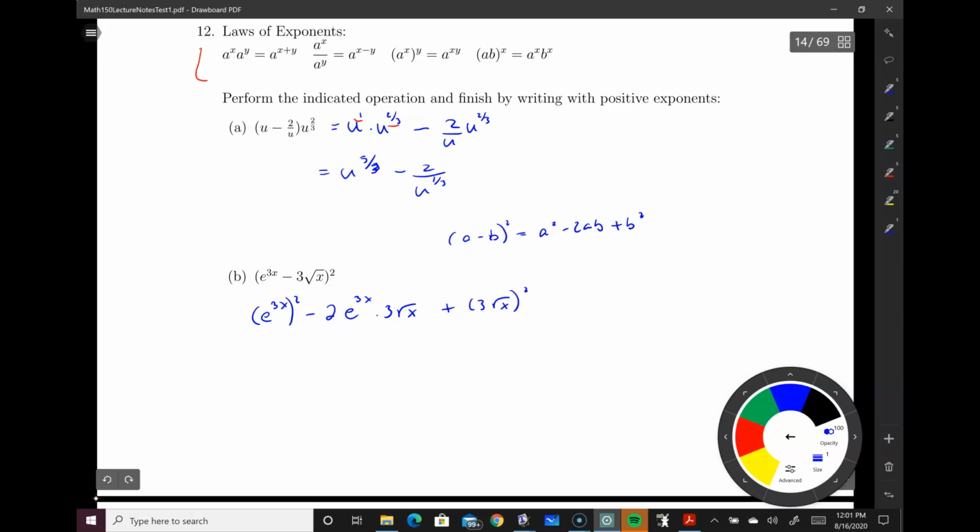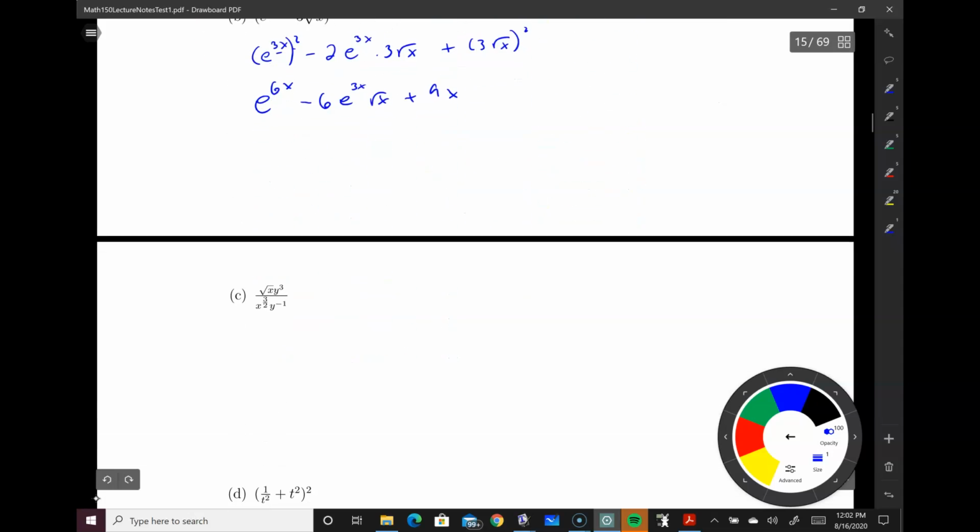So I'm just going slow, so I make sure we do the arithmetic correctly. So these multiply, so I get e to the 6x, then I get minus 6 e to the 3x root x, and in here I would get 9x. And that's as much as we can go.